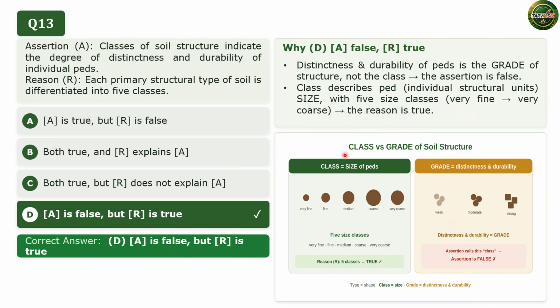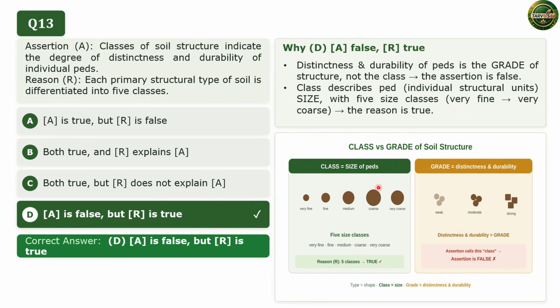While the class is based on the size of the ped. That is, five classes: very fine, fine, medium, coarse, and very coarse. And grade is three types: weak, moderate, and strong. And the reason is correct: each primary structural type of soil is differentiated into five classes.